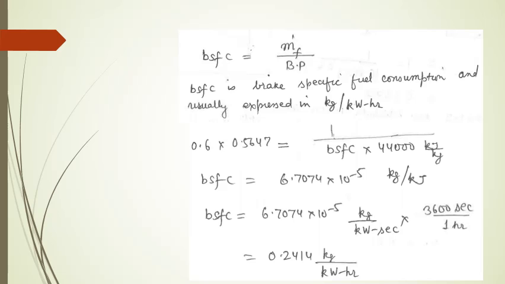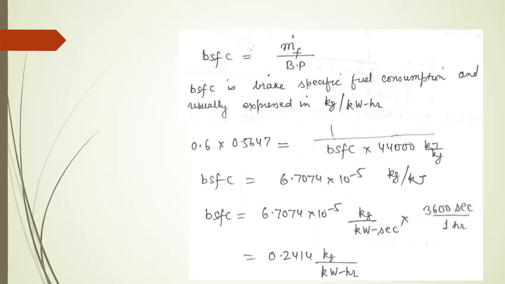on the left hand side, which is efficiency and which is expressed as 0.6 into 0.5647, that is bearing no unit, because it is basically the value for brake thermal efficiency. On the right side of this equation, we are having 1 upon BSFC into 44,000 kilojoule per kg. Now you know that the numerator is having no unit and the denominator has also to be unitless.